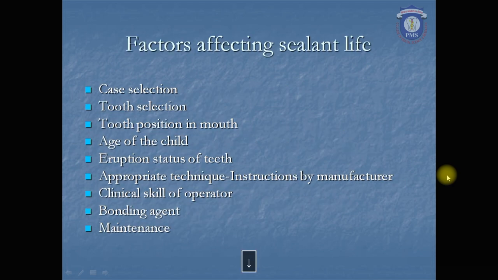These are the indications. So now, some of the factors affecting sealant life. What are the factors that affect the sealant life? Case selection. Okay, case selection is an important factor. You have to understand what type of cases you have to go through, preventive services, or topical fluoride application, or even pit and fissure sealant. You have to select an ideal case.